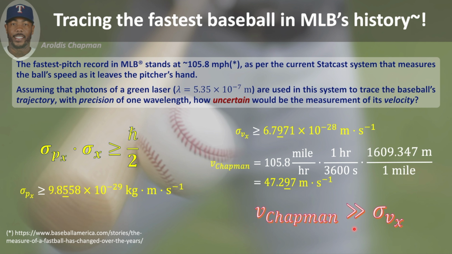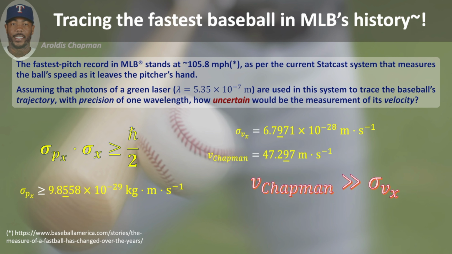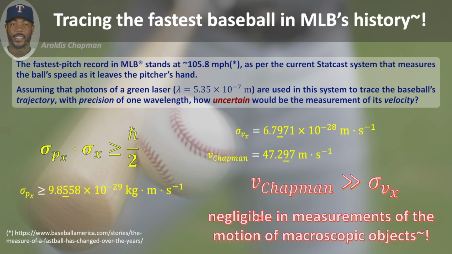So what does that mean for us? Well, it means that because of this very large difference, the indeterminacy established by the Heisenberg Uncertainty Principle is basically negligible in measurements of the motion of macroscopic objects, such as that of a baseball. And that is why, in principle, we cannot observe, at least easily, quantum phenomena for macroscopic objects. This difference is ginormous, and thus effects really are hard to observe in those cases.